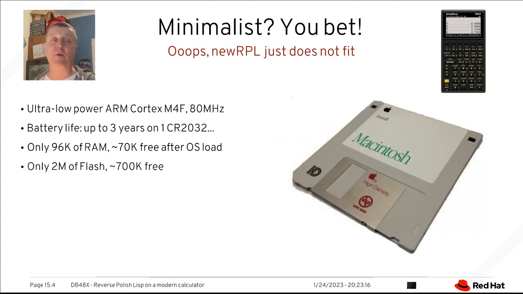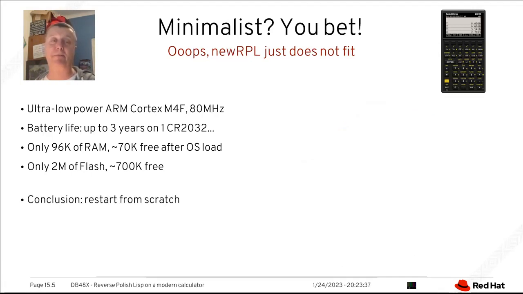There is only 2 megabytes of flash available. So again, in terms of old stuff, what remains free once you have loaded standard libraries and the floating point emulation library from Intel, etc., is about 700K. So that's about the same size as an original Macintosh floppy disk. So my conclusion within these numbers is that I had better restart from scratch to create a firmware that was redesigned to fit in such a small system.